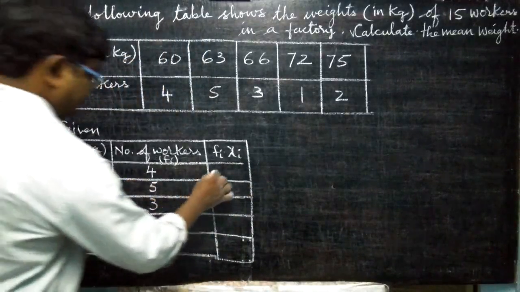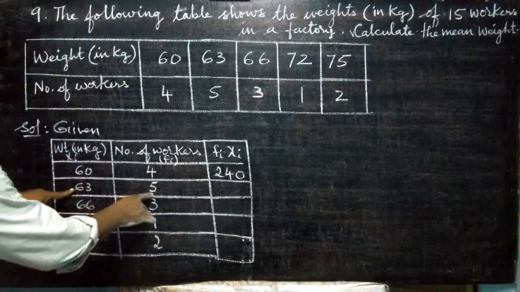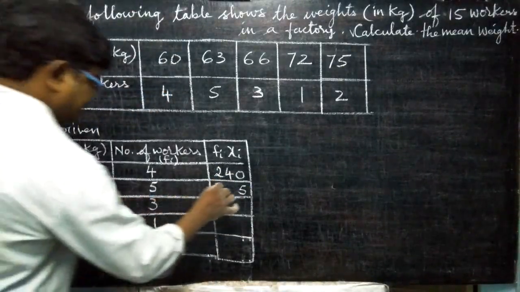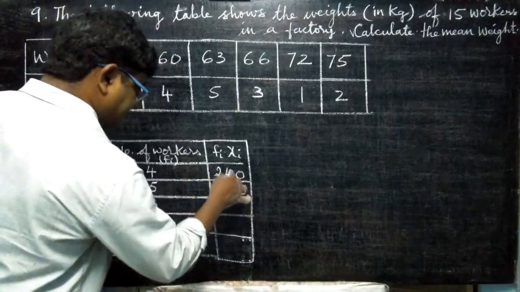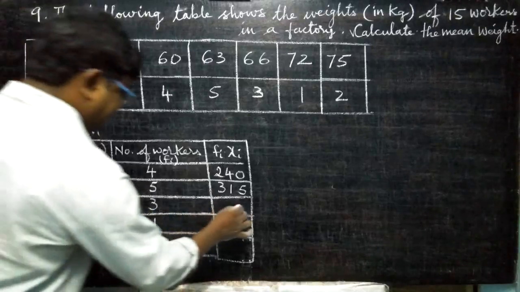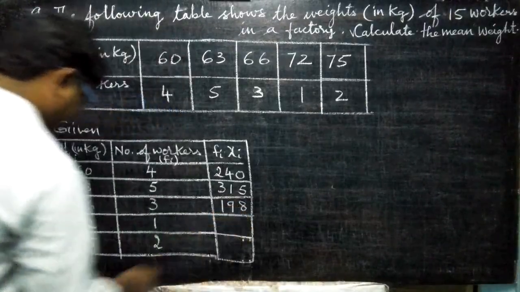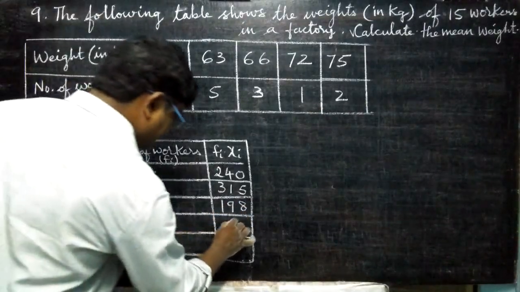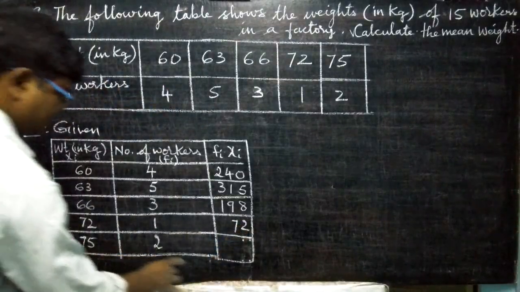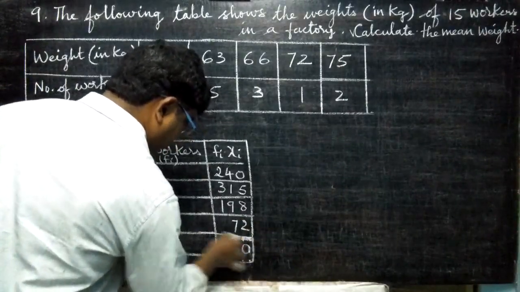Multiplication is very, very important. 60 into 4 is 240. 63 into 5: 5 3s are 15. 5 here, 1. 30 plus 1, 31. Ones place, tens place, hundreds place. 66 into 3: 3 6s are 18. Here 8, 1, again 18, 19. Next 72 ones are 72. Next 75 twos, 150. 150. Are you able to follow?